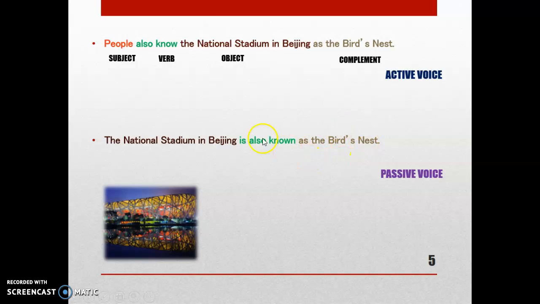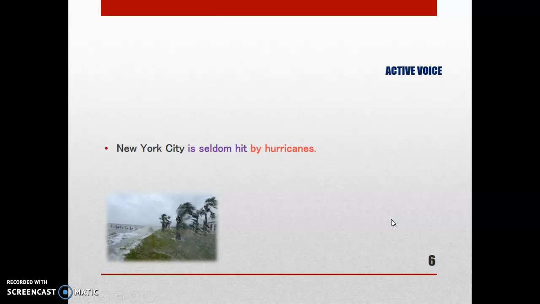All right, in this case, the subject that will become the agent is not important, so we do not include it, and the complement always remains as the final element of the sentence. So we have subject, verb, complement in the passive voice. Let's take a look at a new example.